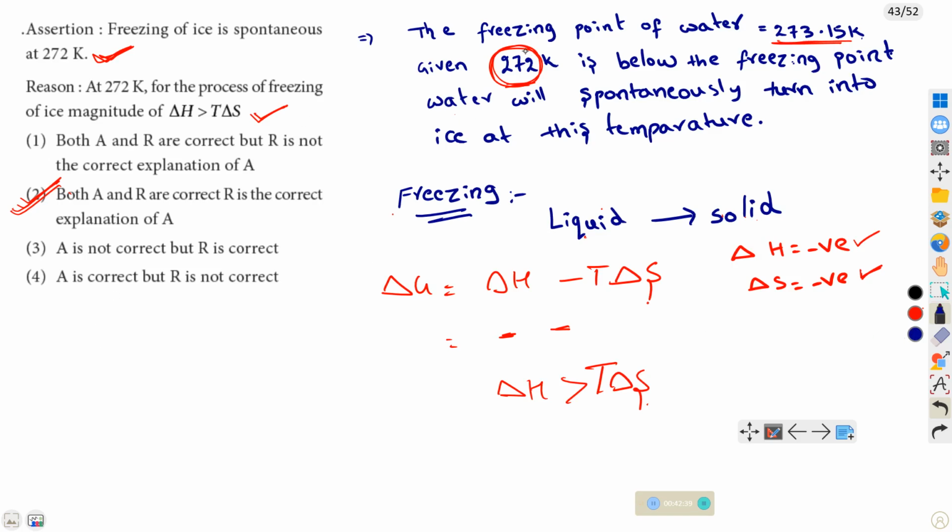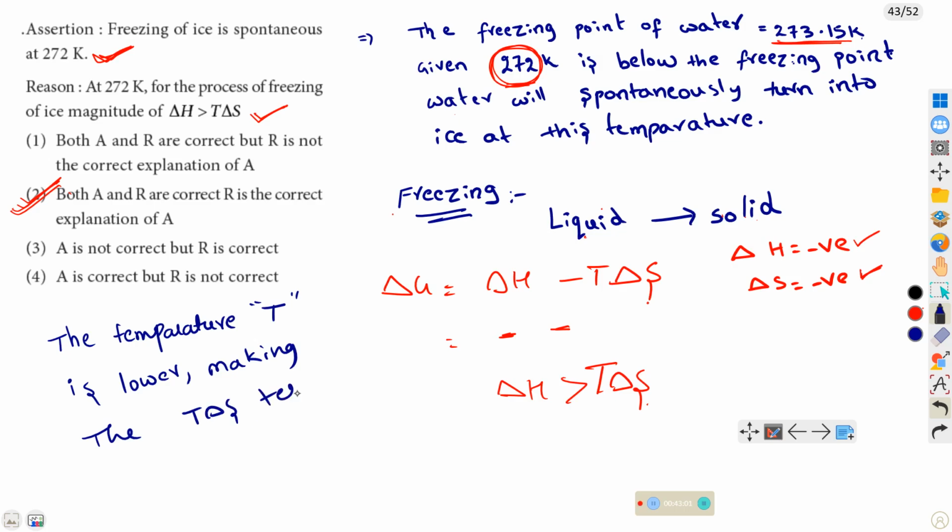The temperature is lower. T is lower, which makes the T delta S term smaller.